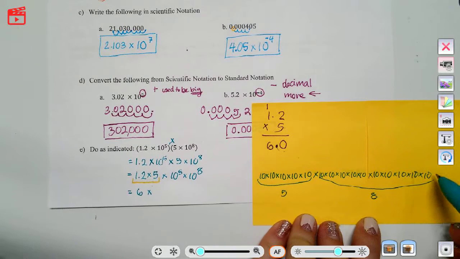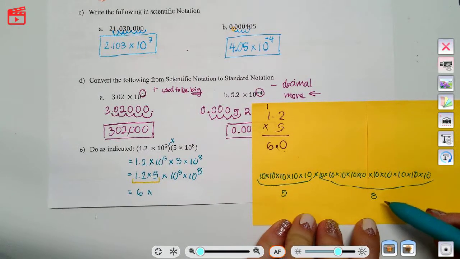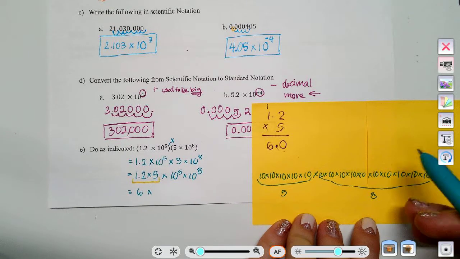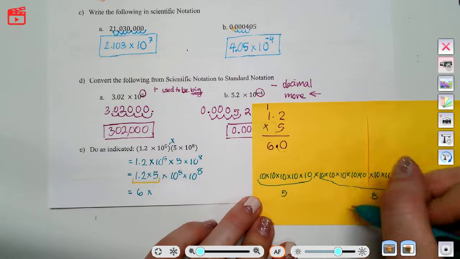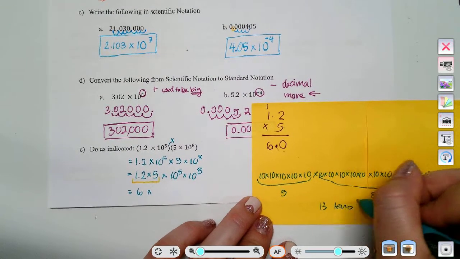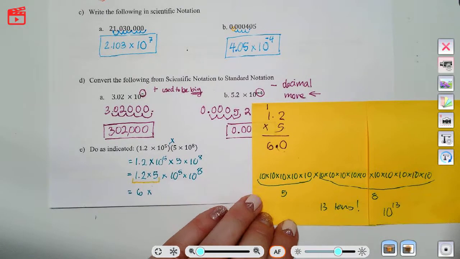So how many tens do we have total? Well, we have 5, and then 10 more. So 5 and 10 more is going to be how many? You can do your fingers. 8, 9, 10, 11, 12, 13. So there are going to be 13 tens. Well, shortcut way to write that is just 10 to the 13th power.